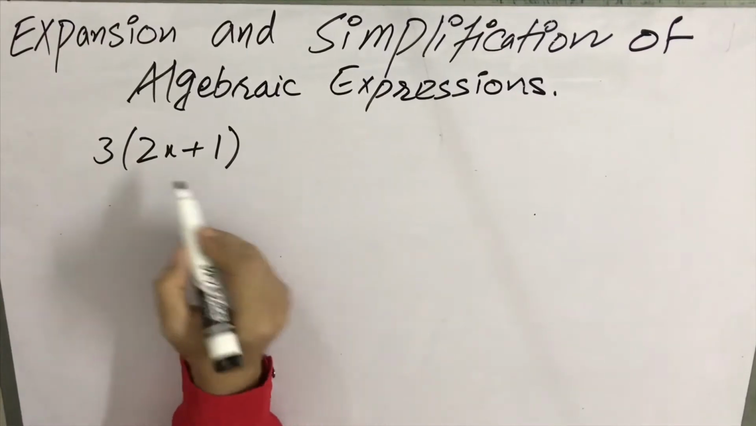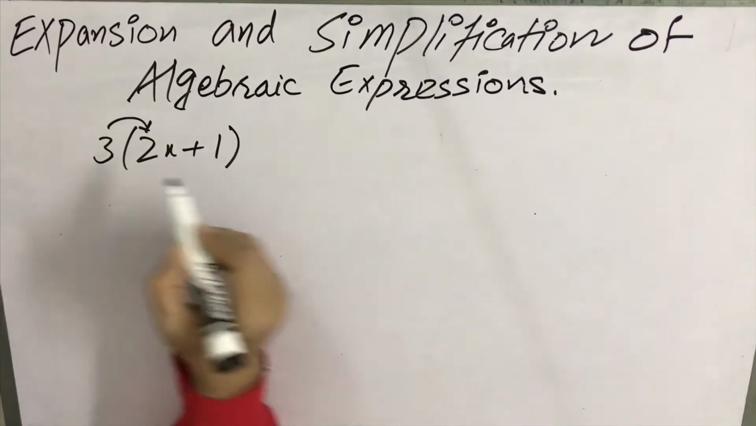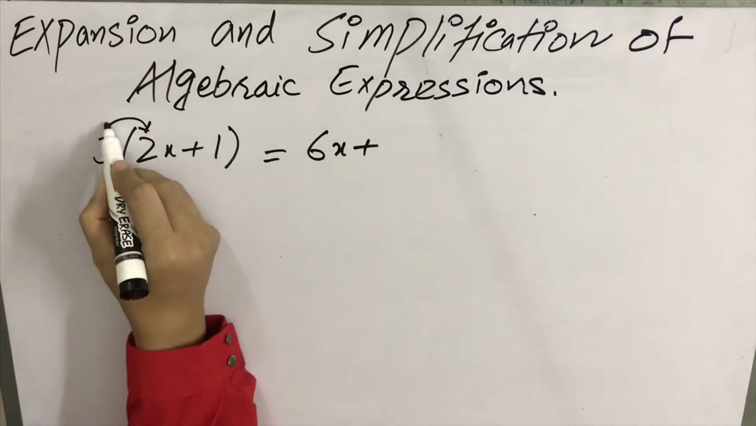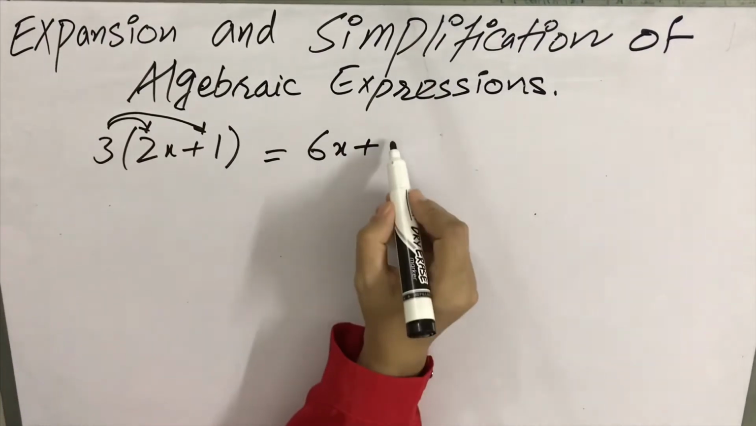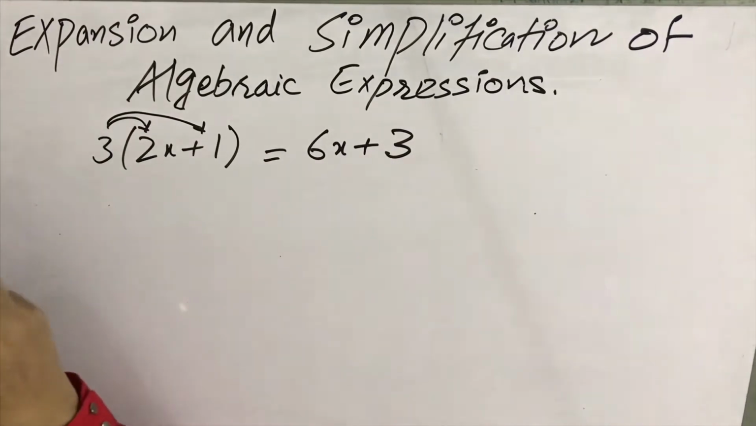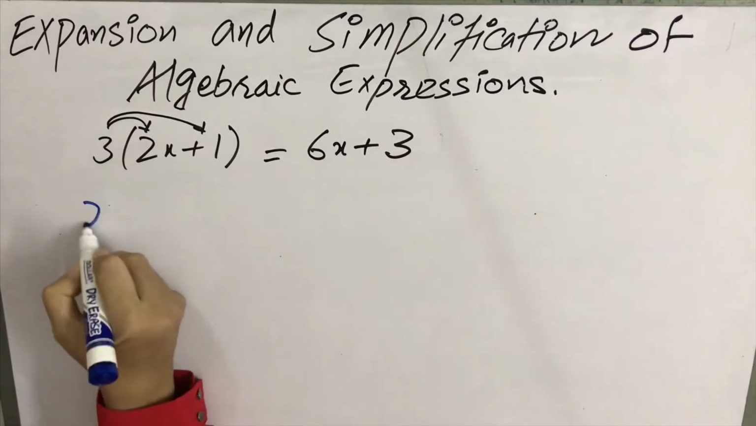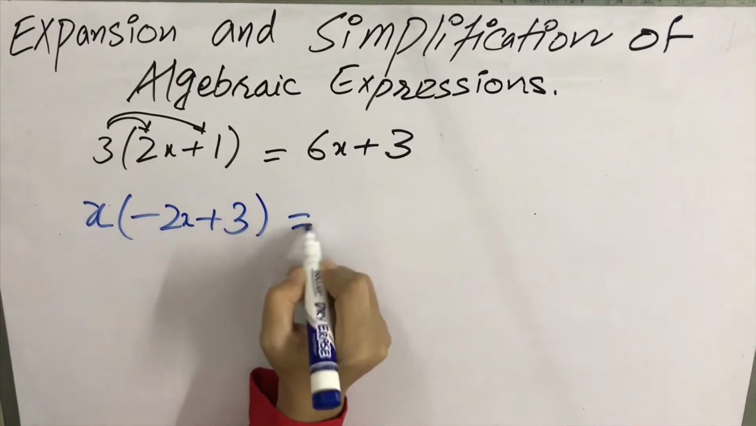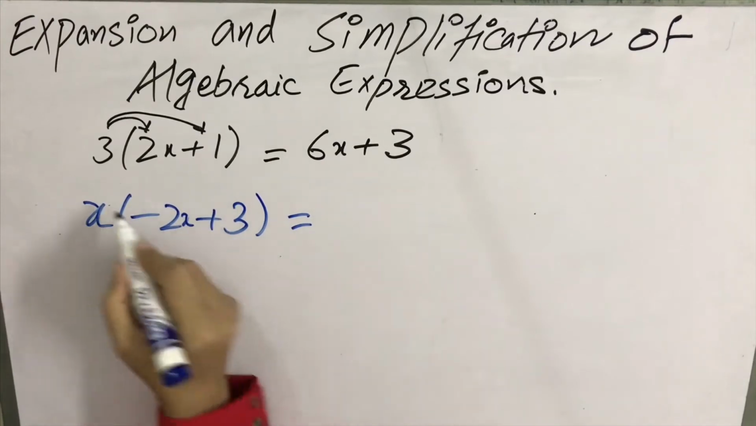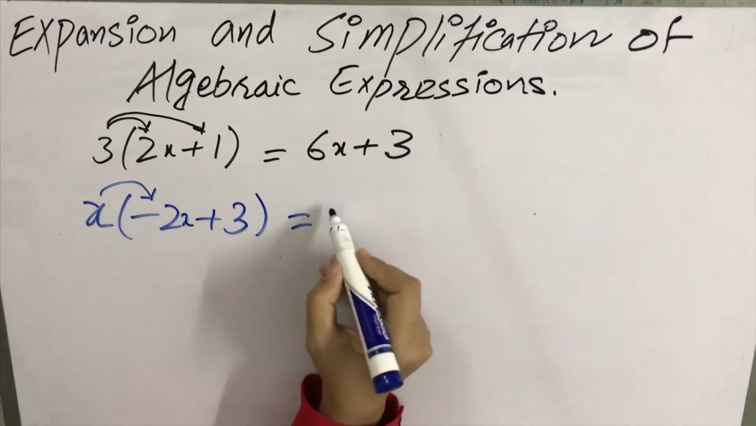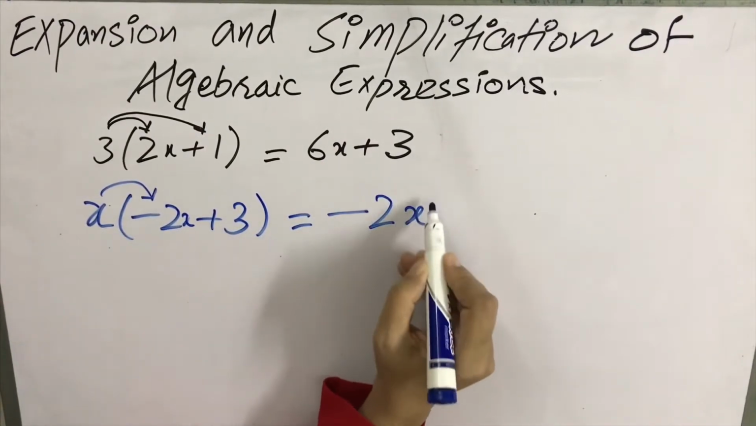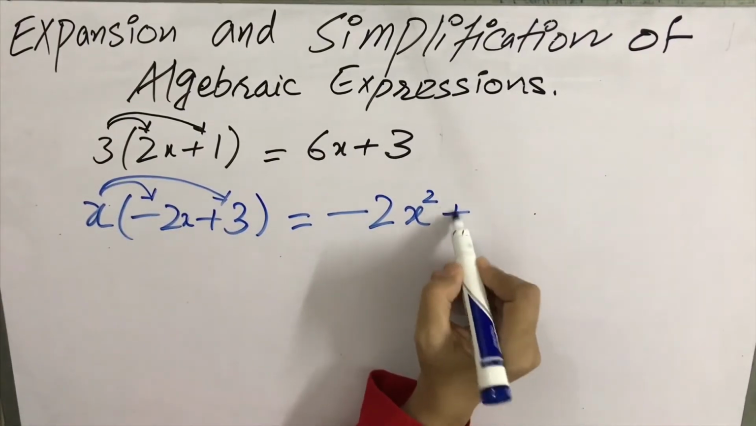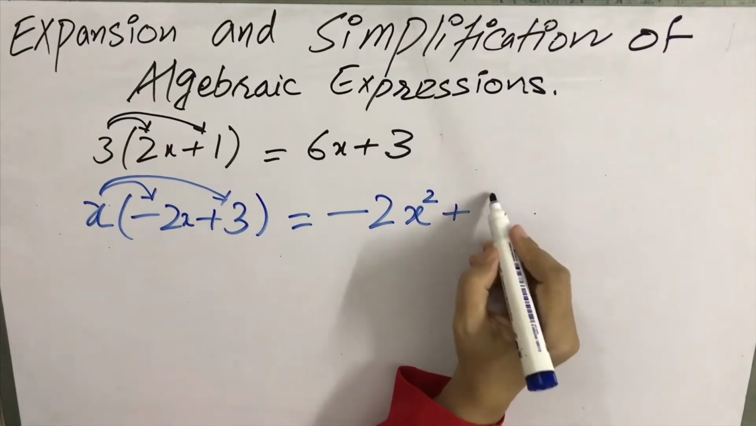So when we expand, we just multiply this 3 with 2x, it will become 6x, and then the same 3 with 1, and it will be 3 ones are 3. Another expression, if we have x bracket minus 2x plus 3, we multiply this x with minus 2x. X multiplied by minus 2x will become minus 2x power 2, and then the same x multiplied by 3 will give us 3x.